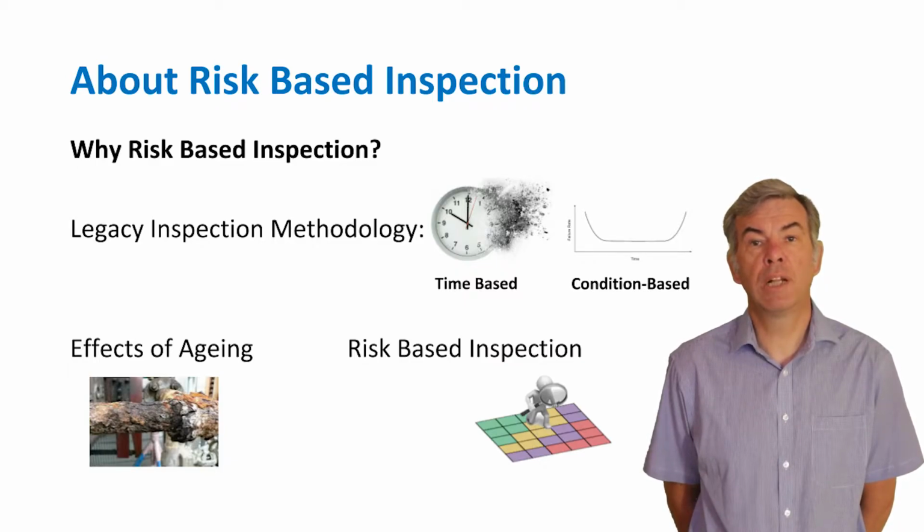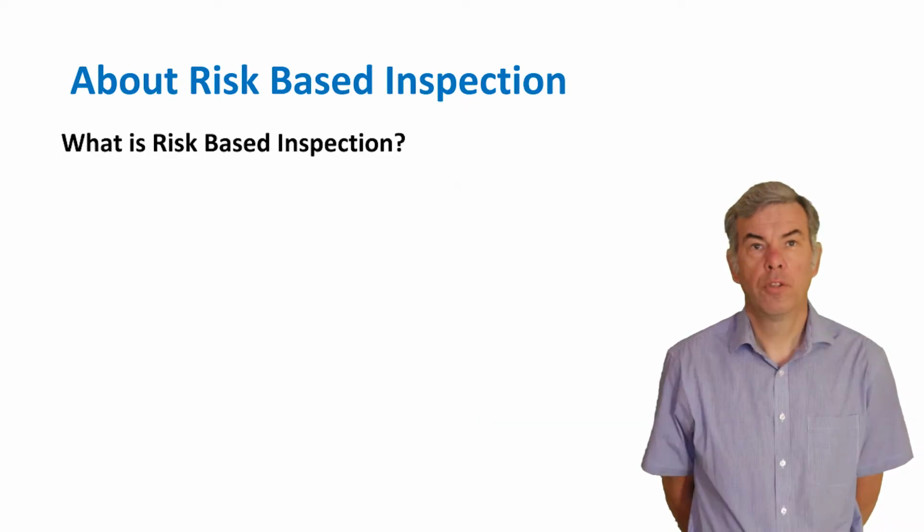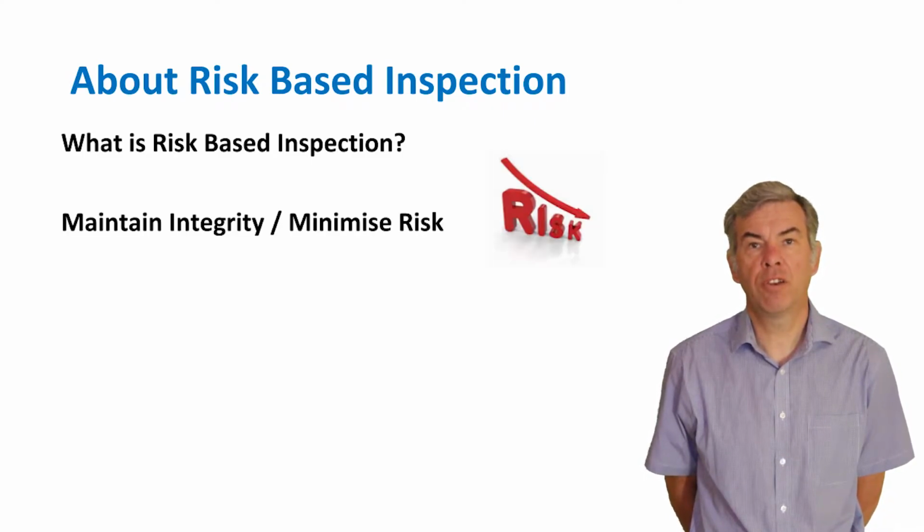This approach is fundamentally based on information collected in order to assess the risk of a loss of containment event occurring, and essential to the process is a risk analysis to understand the likelihood of failure due to damage, deterioration or degradation, and an assessment of the consequences of a failure. The objective of any risk-based inspection process is to maintain the mechanical integrity of pressure equipment and to minimise the risk of loss of containment due to deterioration.